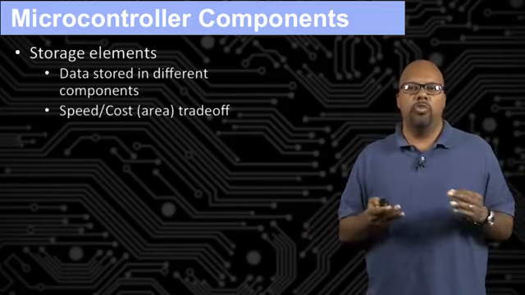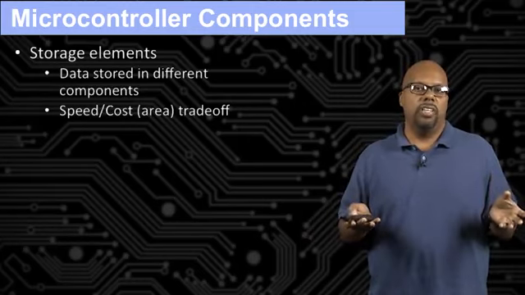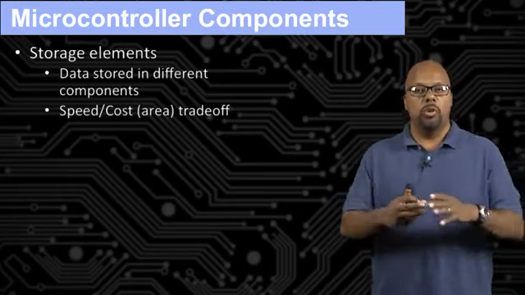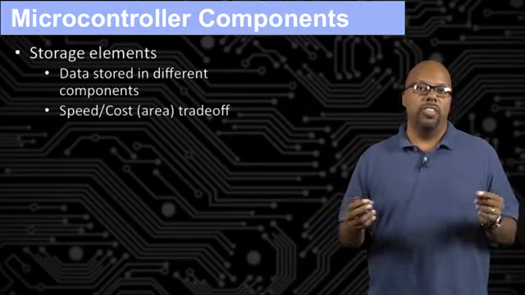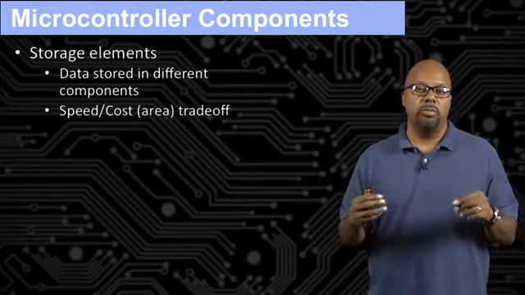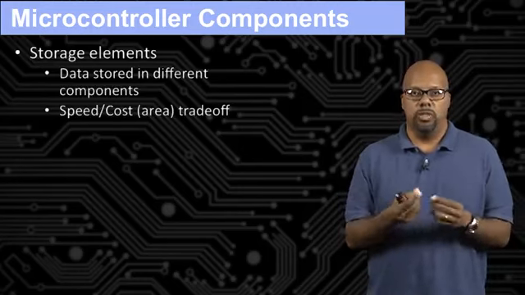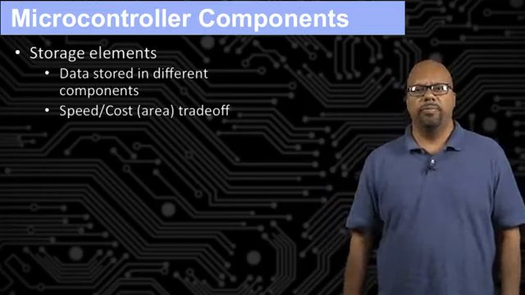There's a speed-performance trade-off. Some types of storage are very fast, but they cost more. Usually they cost more because of area. They take up a lot more area on the chip, so they cost more. On the other hand, there are other types of storage elements that are slower to access, but they cost less. They're much smaller on the chip. There's also a power trade-off that I didn't mention here.